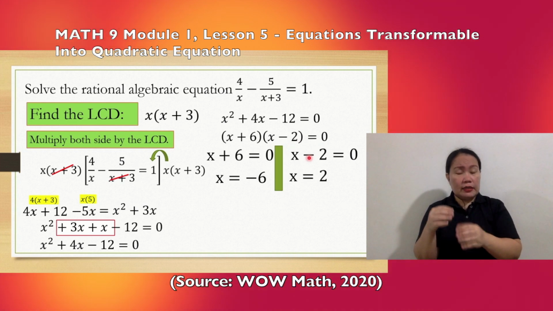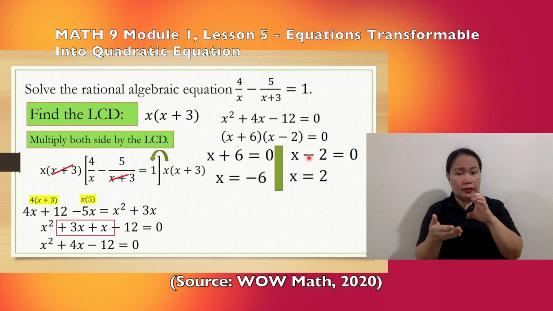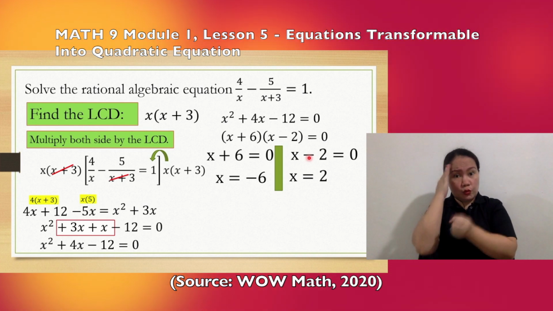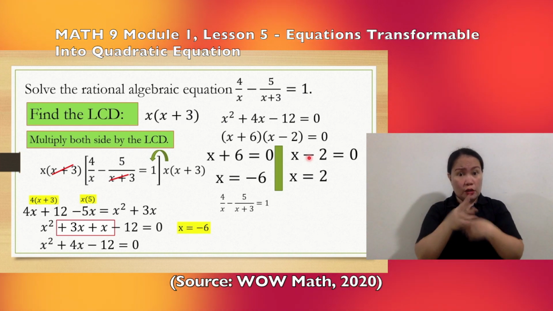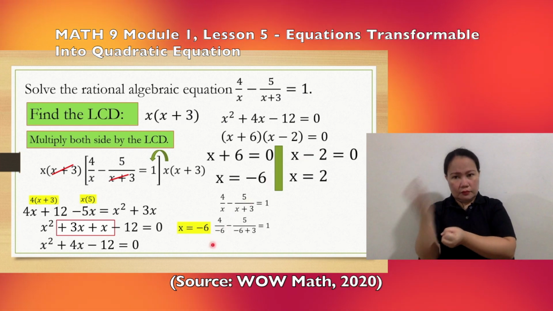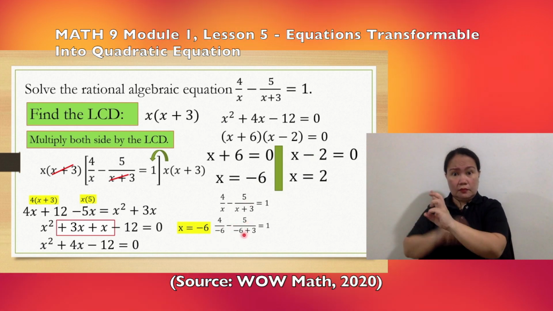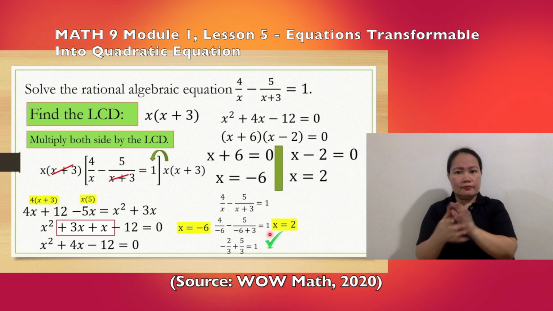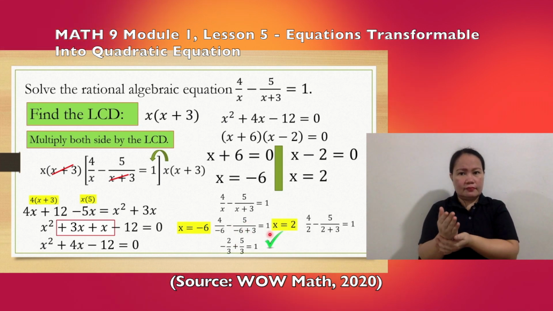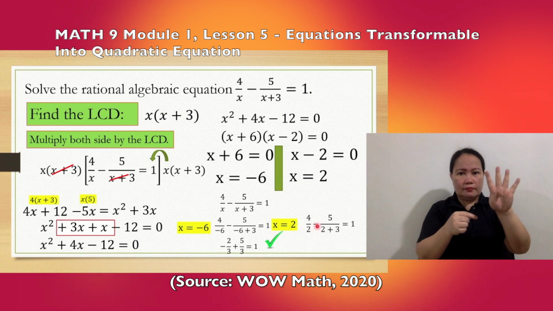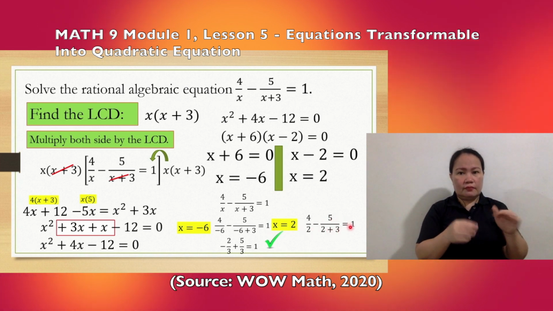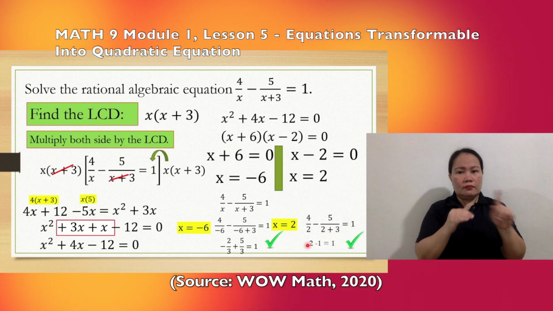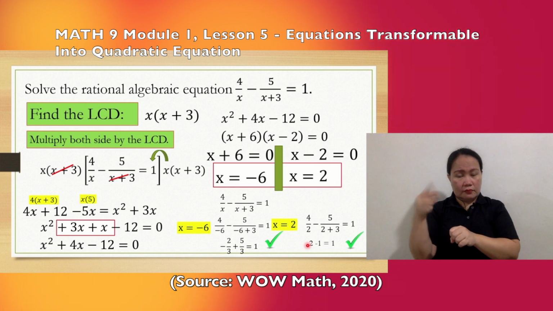Same process, substitute natin si negative 6 saka si positive 2 sa original equation para to make sure na this is a part of the solution. So, substitute negative 6. 4 over negative 6 minus 5 over negative 6 plus 3 is equal to 1. So, that is true. So, yung positive 2 naman, substitute to the original equation. We have 4 over 2 minus 5 over 2 plus 3 is equal to 1. So, that is also true. Therefore, negative 6 and 2 is a part of a solution.